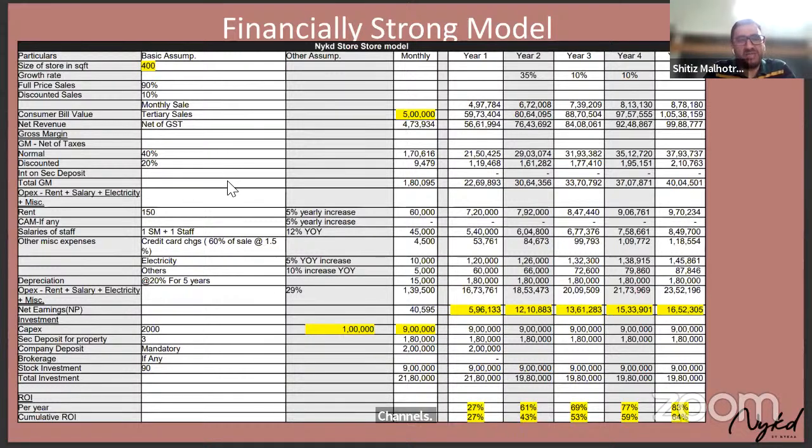This is a simple ROI sheet. I will not go in depth. What I'm just trying to explain is, have a look at the yellow marks. If you have a store of 400 square feet, and you do a monthly approximate sale of 5 lakh rupees, wherein your rental is approximately 60,000 rupees, you will make 40,000 rupees per month, and your first year EBITDA will be 27%. Next year, 61%, 69%, 77%, and 83%.